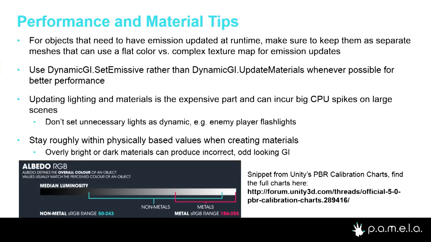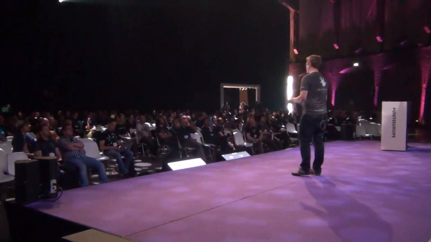Which leads me to my next point. Casper said this as well, so I'm just going to say it again. You want to use the DynamicGI.SetEmissive function instead of UpdateMaterials. The reason being, you can just use a flat color like white or red instead of sampling every single material or every single texture in that material. It's going to be way, way faster in terms of performance.